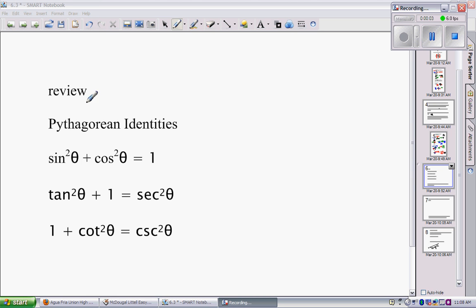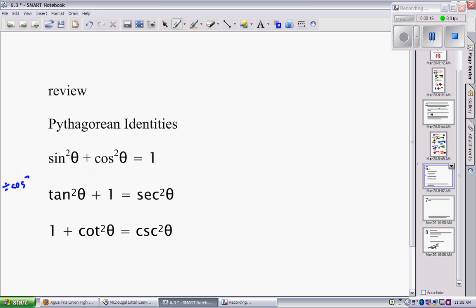Last chapter we learned the Pythagorean identities. You get sine squared of theta plus cosine squared of theta equals 1. If you divide them all by cosine squared theta, you get our second identity, tangent squared of theta plus 1 equals secant squared of theta. If you had divided the original by sine squared theta, you'll get 1 plus the cotangent squared theta equals the cosecant squared of theta.